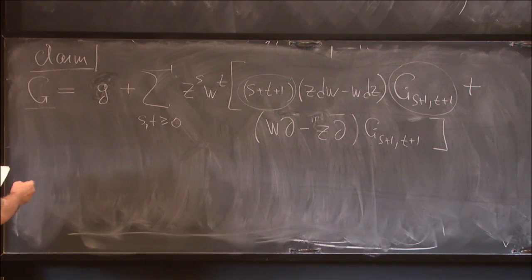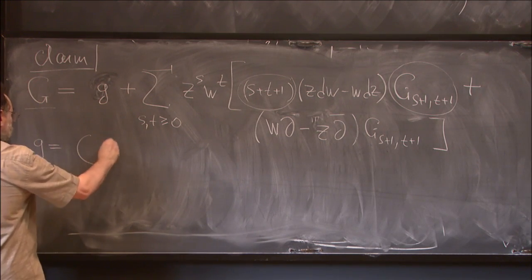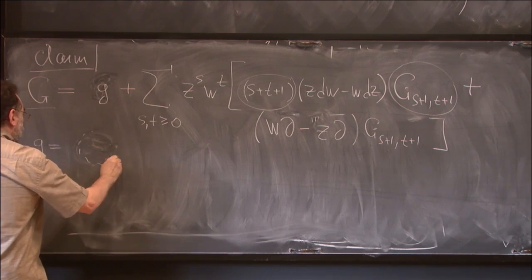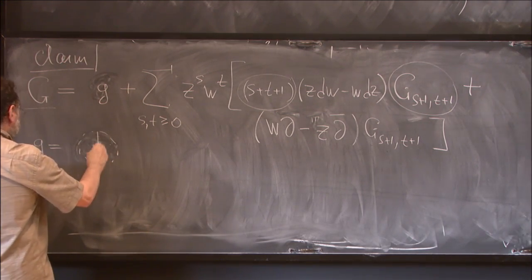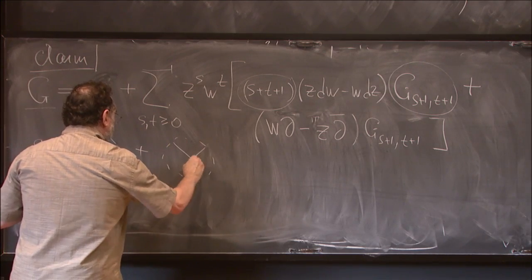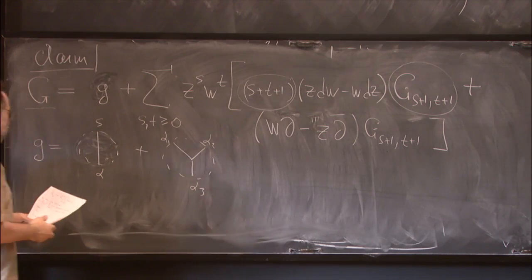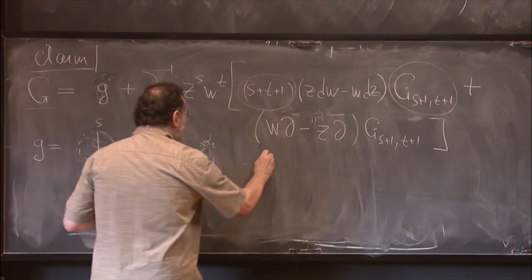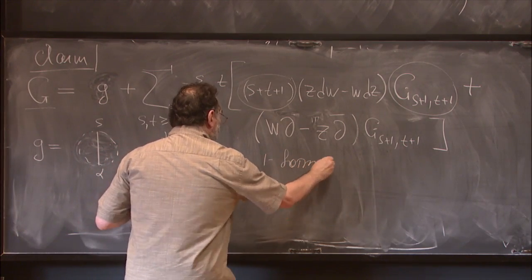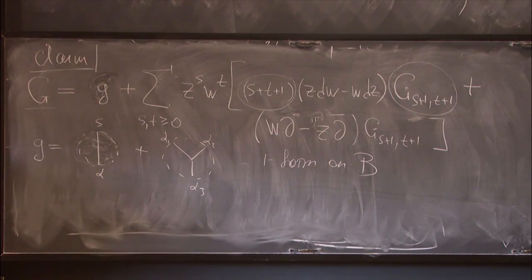Now this guy G is a very simple thing. It's just the sum of two diagrams which I already defined. And this is just a one form on B. And the rest is forms on B cross C.